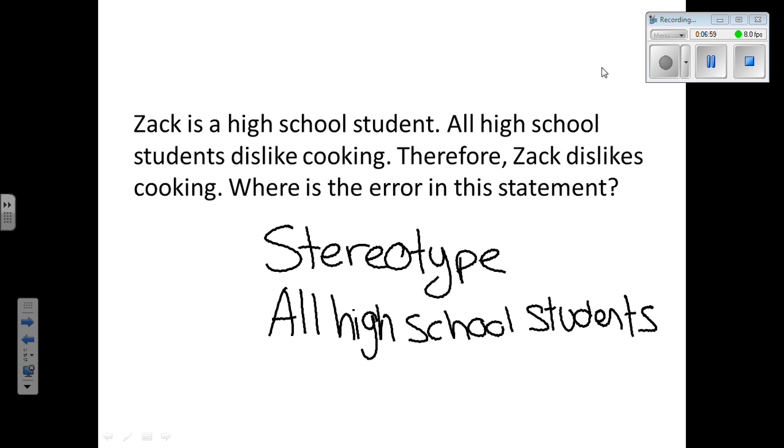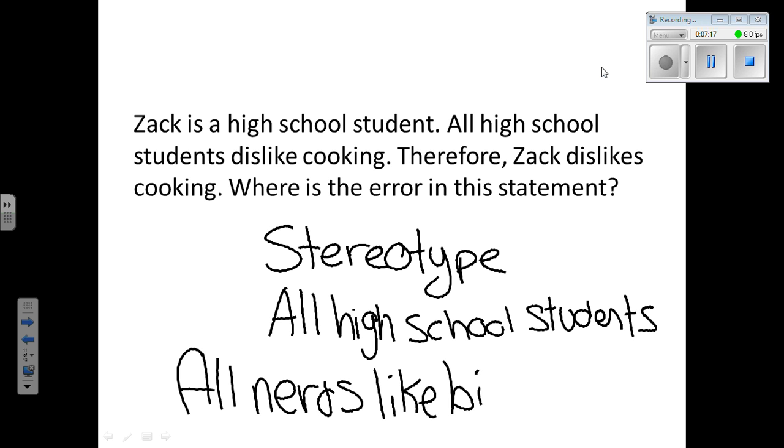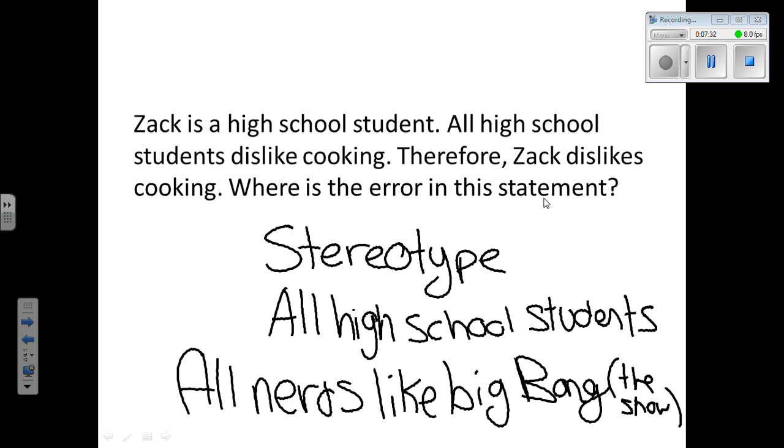So another example of a stereotype for an invalid proof would be saying that all nerds like Big Bang. This would be an invalid proof due to the fact that it is a stereotype, because not all nerds are going to like the Big Bang Theory.